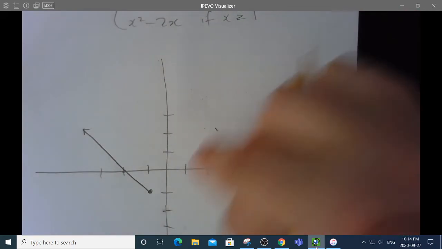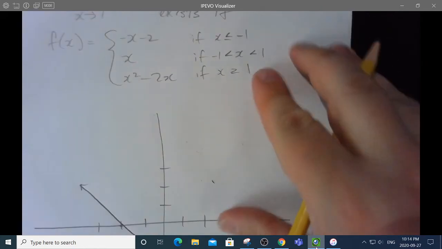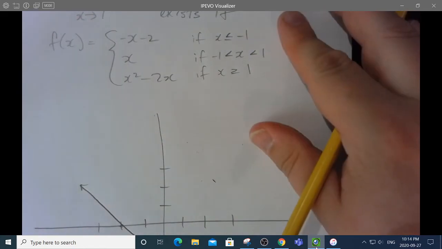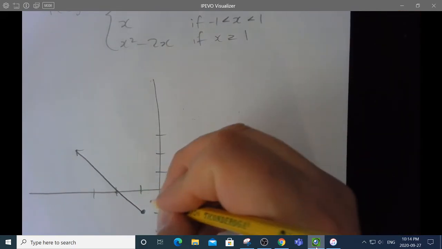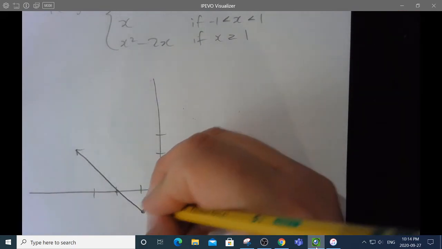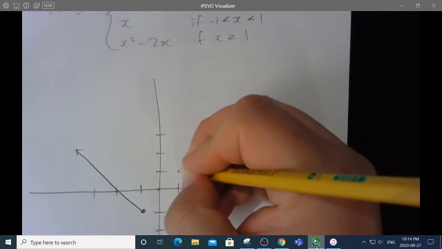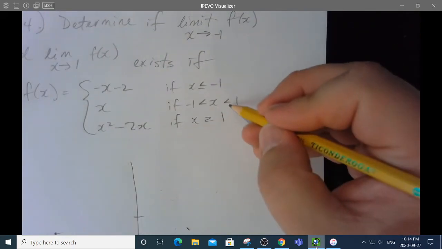Okay, now between -1 and 1, according to this, I want to just be the line x. So between -1 and 1, I want to be the line x. So that would be actually here, and I'd go through that point, and I'd go through this point. But it's an open dot here, because again, this is a less than, not an equal to.